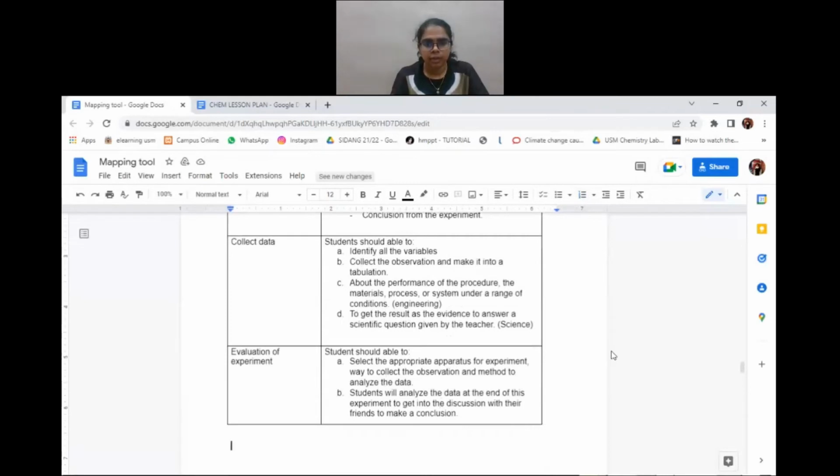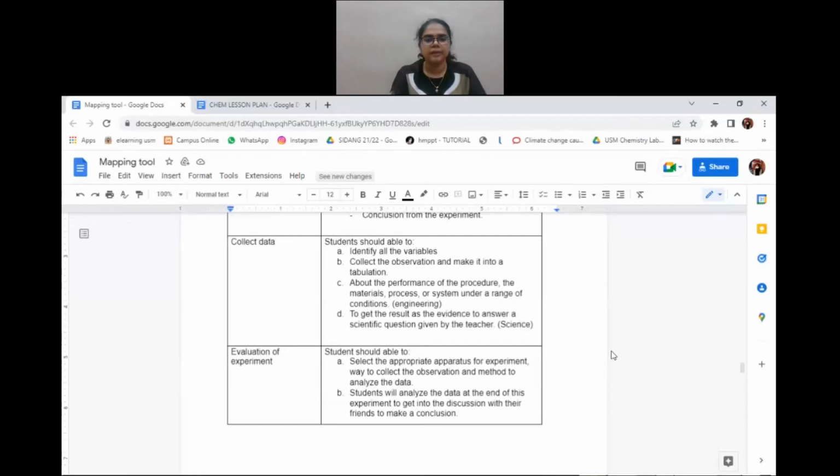There are four requirements. They have to identify the variable, collect the observation, and make a tabulation. All the performance of the procedures, the material process, all of the range system under a range of conditions, and to get the result as evidence to answer a scientific question given by the teacher, which is considered the science thing.